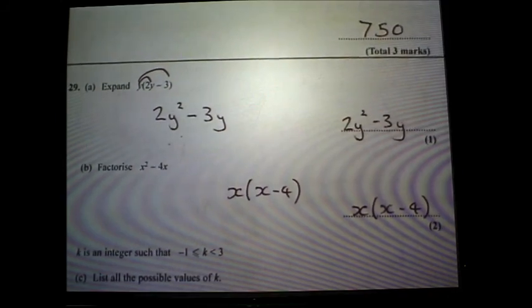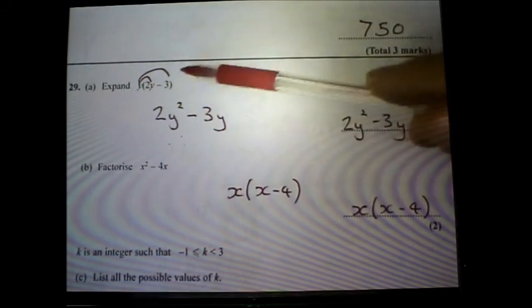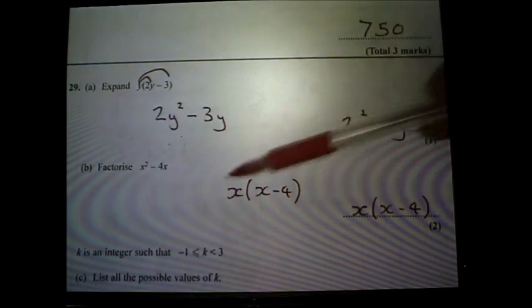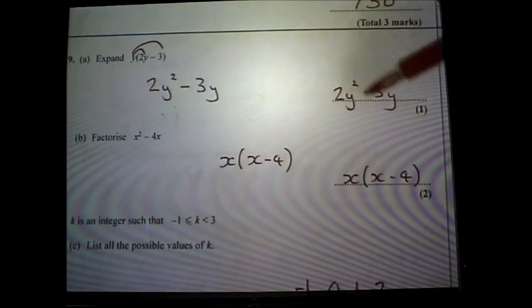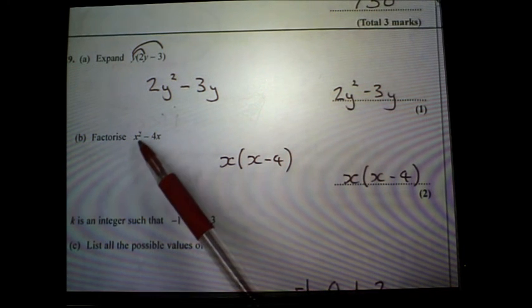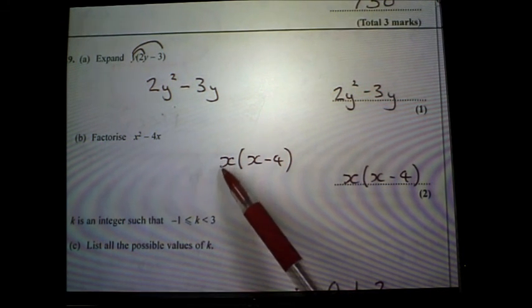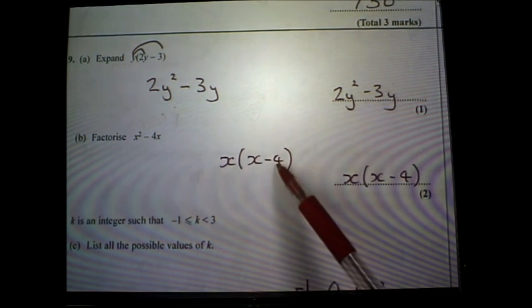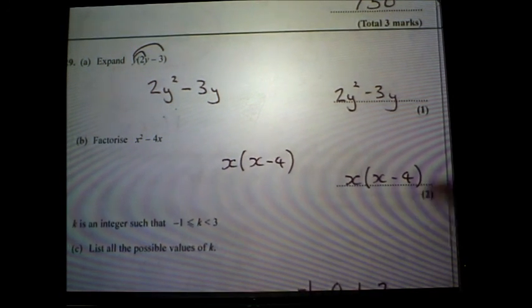Expand the brackets. There you go. I've shown my workings. You multiply everything on the inside by everything on the outside. Don't forget it's a minus. Factorise that, so means put it into brackets. Take out the common factor, and as x is in both of these, so you put x on the outside, and then brackets. Well, x times x is x squared. X times minus 4 is minus 4x, so that's that one.